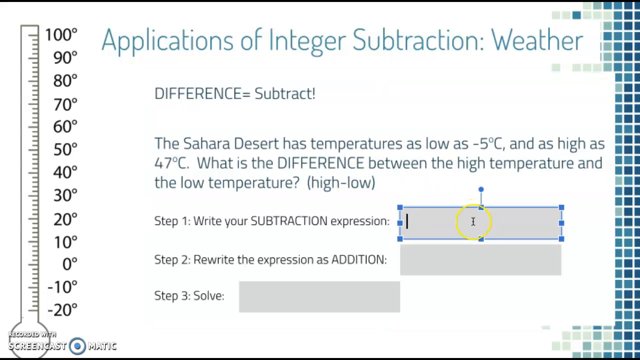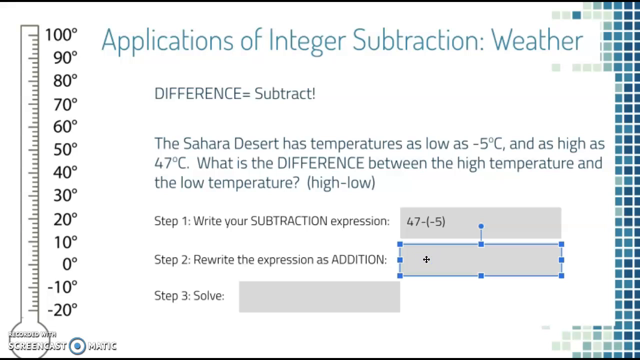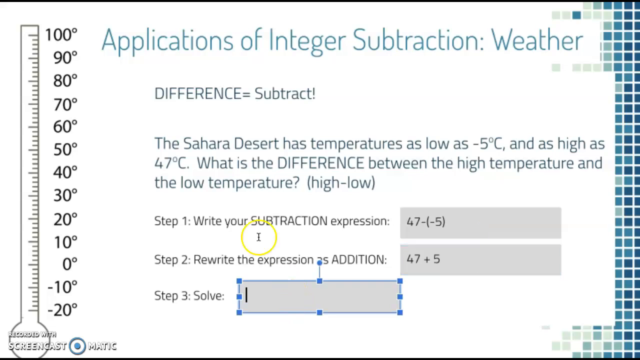So your subtraction expression is going to be the high minus the low. Now, we've got two negatives here next to each other. So if that happens, you need to put parentheses around. So now it's 47 minus -5. In order to rewrite this as addition, we need to keep, change, change. So we're going to keep 47, change subtraction to addition, and change the sign of the number after it. So the difference of the highest and the lowest temperature is going to be 52 degrees.